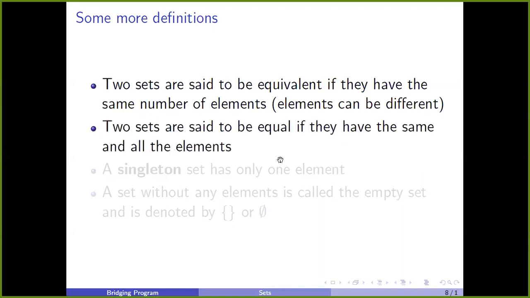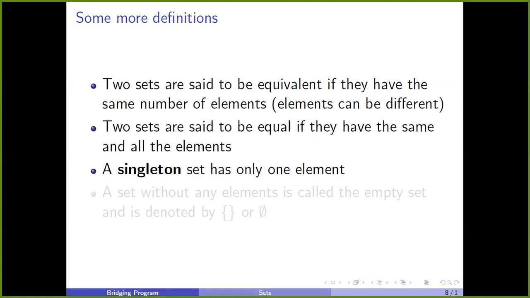And then, of course, two sets are said to be equal if they have the same elements, all the elements. So everything that you have in A is in B, and everything that you have in B is in A. In that case, you call them equal. So don't mix these two words up. Equivalent means you have the same number; elements can be different, but the number of elements is the same. Equal means the number of elements is the same, and also the values of these elements are the same.